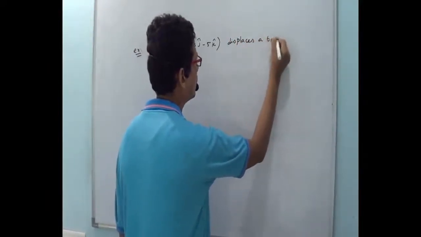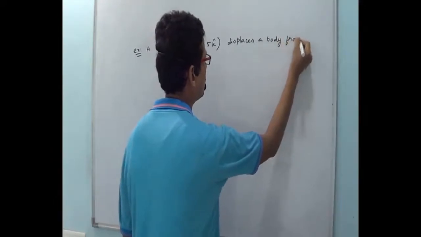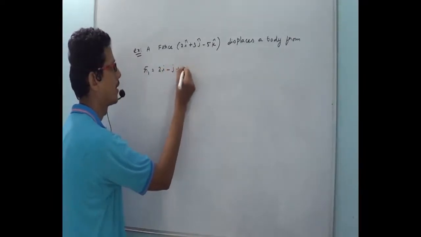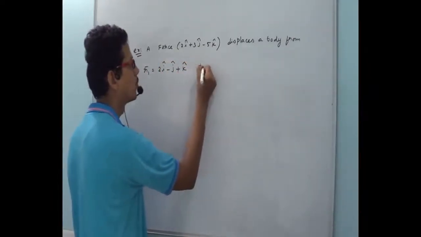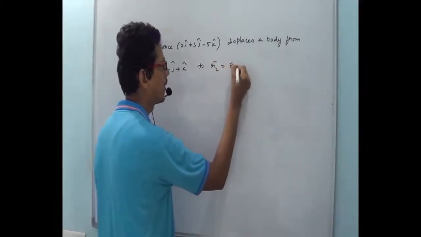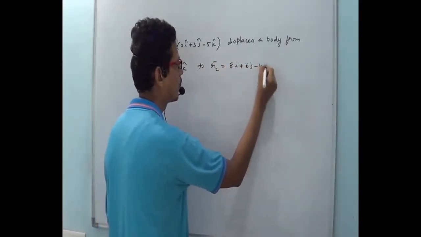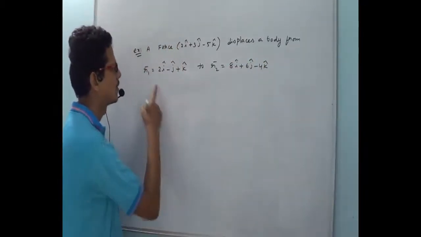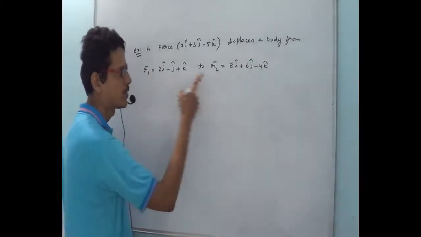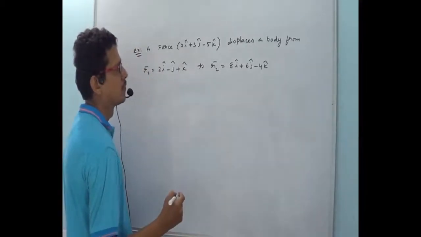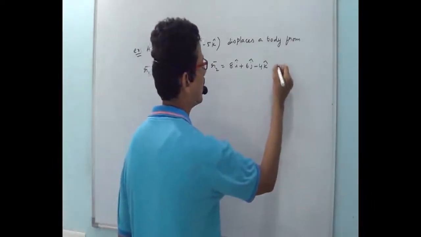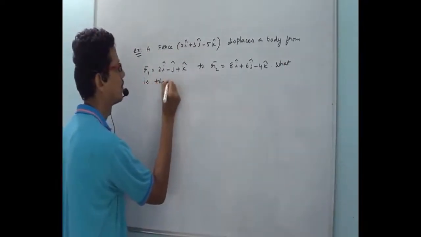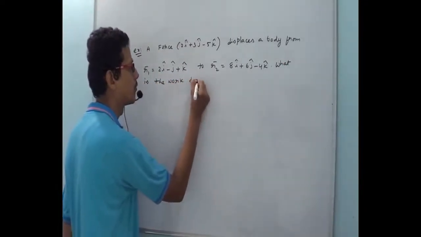The force displaces a body from R1 bar equal to 2i minus j plus k to R2 bar equal to 8i plus 6j minus 4k. So these are the position vectors. This is the initial position vector and this is the final position vector. And what is the work done by the force?